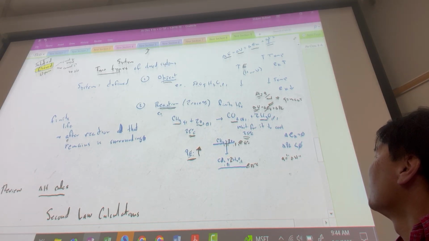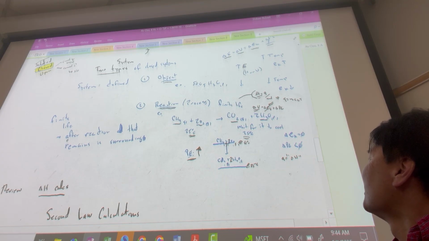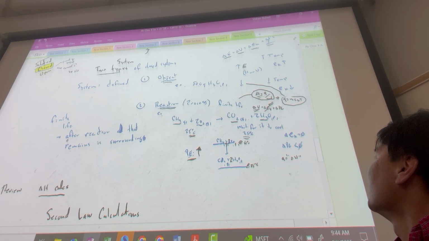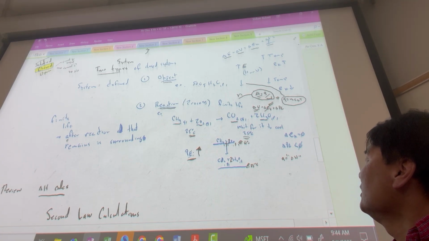divided by the amount. These are two systems here. When we have the reaction, we use this. This is our reaction. When we have an object, we use this. Q is equal to MC delta T, or something similar to that. And so this is a reaction. This is an object.